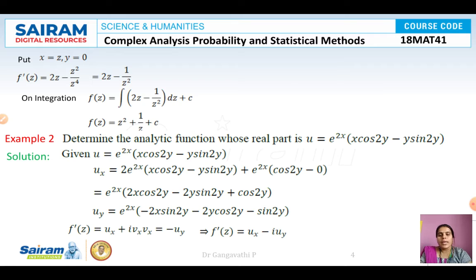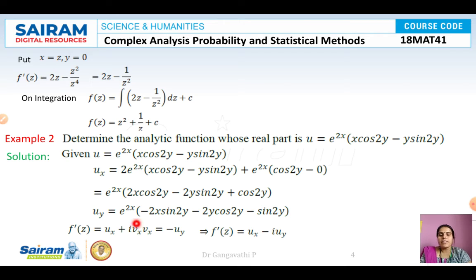Similarly, let us find uy, differentiation of u with respect to y. You can observe e to the power of 2x is a constant term, keep it as it is, and differentiation of x into cos 2y. So x is a constant, keep it as it is. Differentiation of cos is minus sine into 2y. Minus, here y into sine 2y. Here you need to apply product rule because both are y's, and differentiation is also with respect to y. So y into y is as it is, differentiation of sine 2y is cos 2y, minus, that minus is because of this, and sine 2y as it is, differentiation of y is 1. So this is our uy.